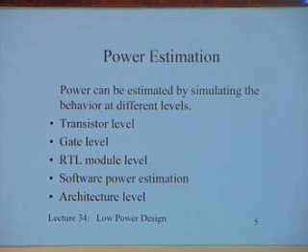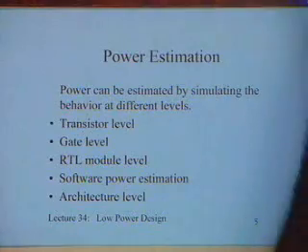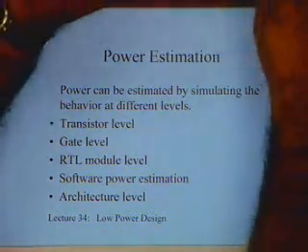Power can be estimated by simulating the behavior at different levels. Once we simulate the behavior, I can count the transitions. What I really need to do is put a transition count at each of the nodes, or I can do some type of accumulation to find the expected number of transitions, the expected fraction of transitions. I can count that, and then I can do it, because things like C load and other things can be computed statically.